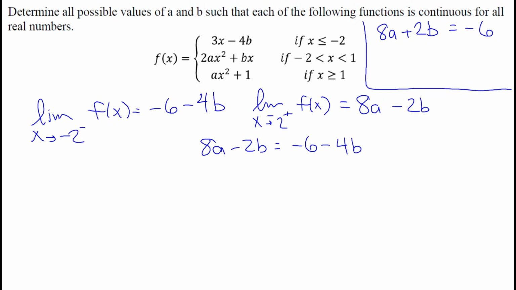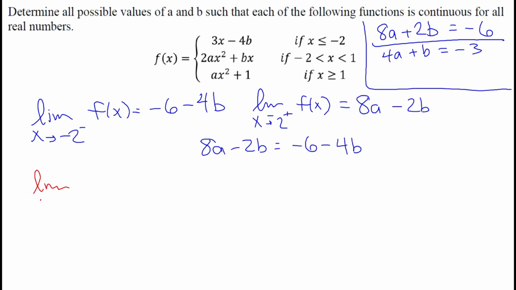We could also simplify that down. In fact, we probably should. Might as well simplify that down here into 4a plus b equals negative 3. Make it even easier for ourselves. Then we'll go ahead and we will do the limit as x approaches 1 for these.